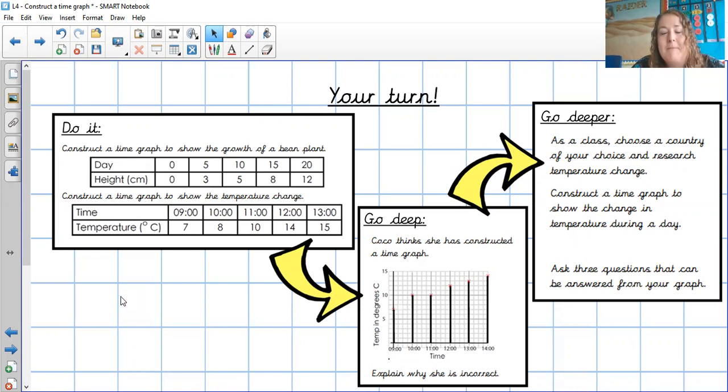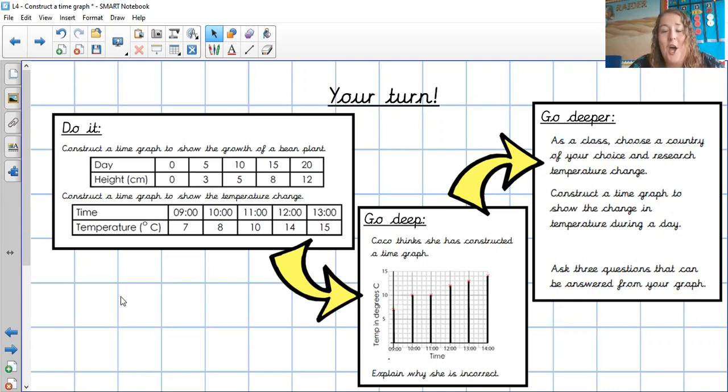And then if you get onto the go deeper today and you really want to challenge yourself, it does say as a class, because we were going to be in class, but maybe by yourself, choose a country of your choice and just research that temperature change. Remember on the last page, I said this is probably the temperature for England, but choose a different country. And can you construct a time graph to show the change in temperature during one day? So you don't have to do 24 along the x-axis and tell me over every single hour, but maybe choose a few along the bottom and plot it over the day, what happens to that temperature. Then if you can ask 3 questions that could be answered from your graph, those would be amazing.